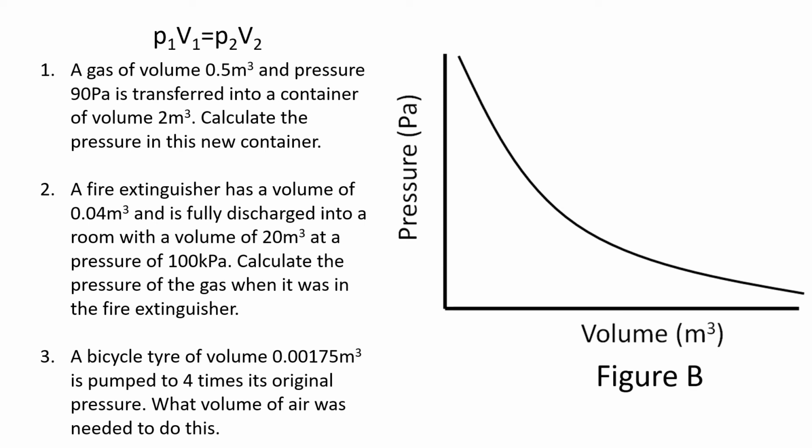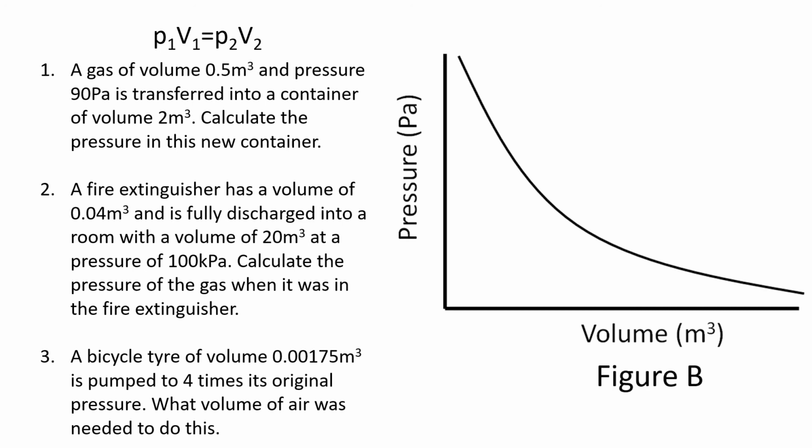A gas of volume 0.5 meters cubed and pressure 90 pascals is transferred into a container of volume 2 meters cubed. Calculate the pressure in this new container. A fire extinguisher has a volume of 0.04 meters cubed and is fully discharged into a room with a volume of 20 meters cubed at a pressure of 100 kilopascals. Calculate the pressure of the gas when it was in the fire extinguisher.